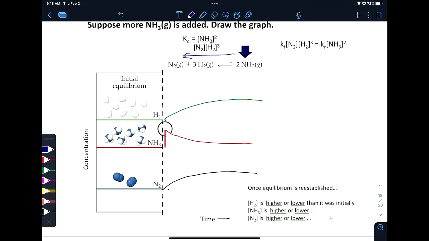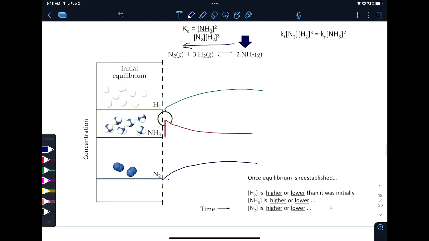Once equilibrium is reestablished, is hydrogen concentration higher or lower than it was initially? Higher, yes, because we added more stuff to the reaction vessel. The reaction went in the reverse. Is NH3 higher or lower than it was initially? It is also higher, yes, even though it went down with time. We added more product, and it went down with time, but it's not going to go down lower than it was initially. And N2, is it higher or lower than it was initially? Higher.